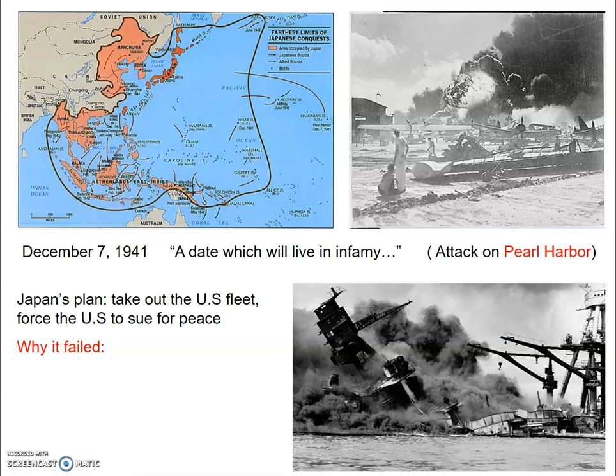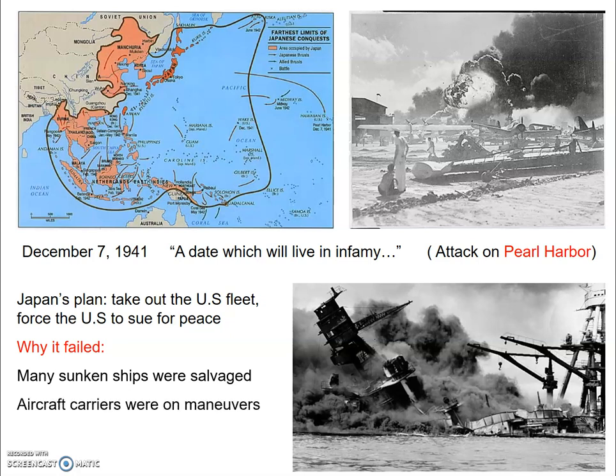It failed for a number of reasons. First, a lot of the ships that were sunk at Pearl Harbor were actually able to be raised and salvaged, so they were put back in place. The aircraft carriers, which were now the key to any naval operations, were actually not at Pearl Harbor that day and were on maneuvers, and therefore they were ready to go. And go they did, because at this point, Roosevelt now had full support for the war, and you'll see from the timeline here.